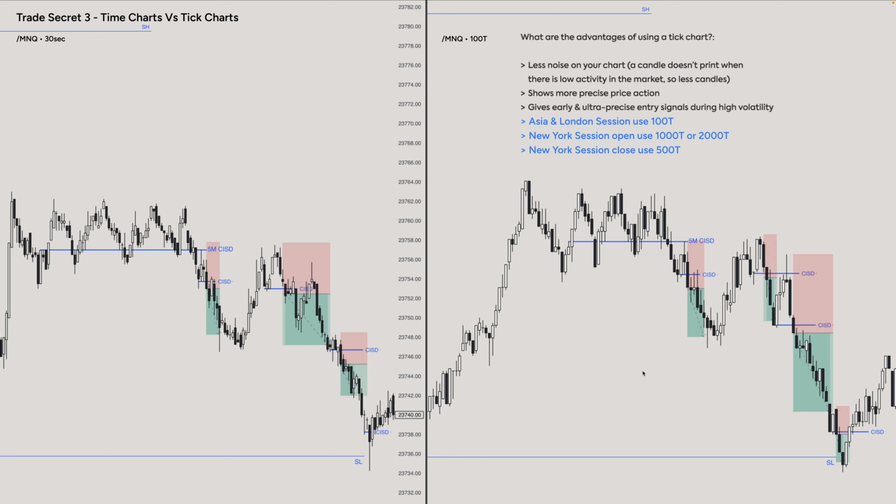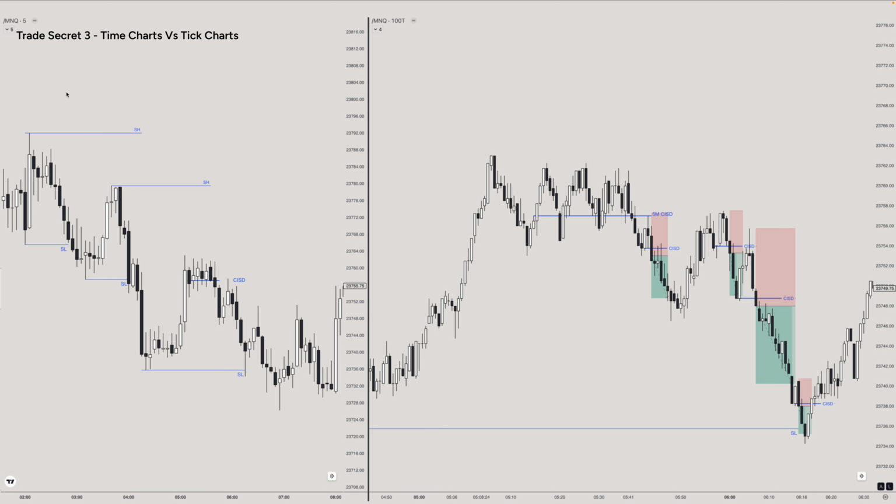So the way I've set my charts up now is like this. On the left hand, I still have my 5-minute time chart, but instead of the 30 seconds chart as my entry time frame, I'm using the 100 tick chart. We're looking for the same entry confirmation. So we're still looking for a CISD, the closure below, CISD, closure below. That is exactly the same entry model we're using on the 30 seconds chart, but we're using it now on the tick chart, which is a much cleaner chart than the 30 seconds chart.